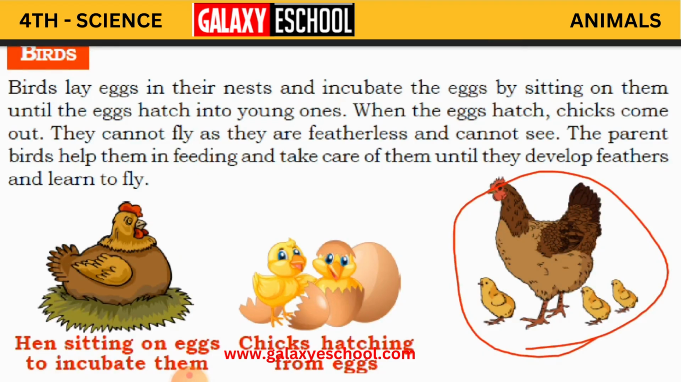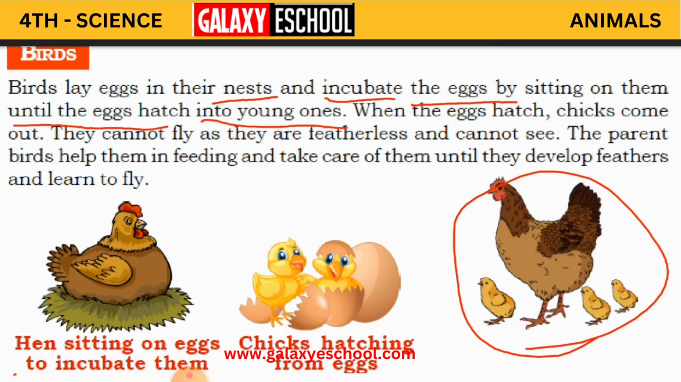Here, the other types of birds also lay eggs in their nests, like if you see crow, parrot, pigeon and all that. They are going to lay eggs in their nests and incubate. Incubate is what, children? So what did we learn about incubate? That is the parent animal sitting on the egg to give the warmth. Okay, children, and incubate the eggs by sitting on them until the eggs hatch into young ones.